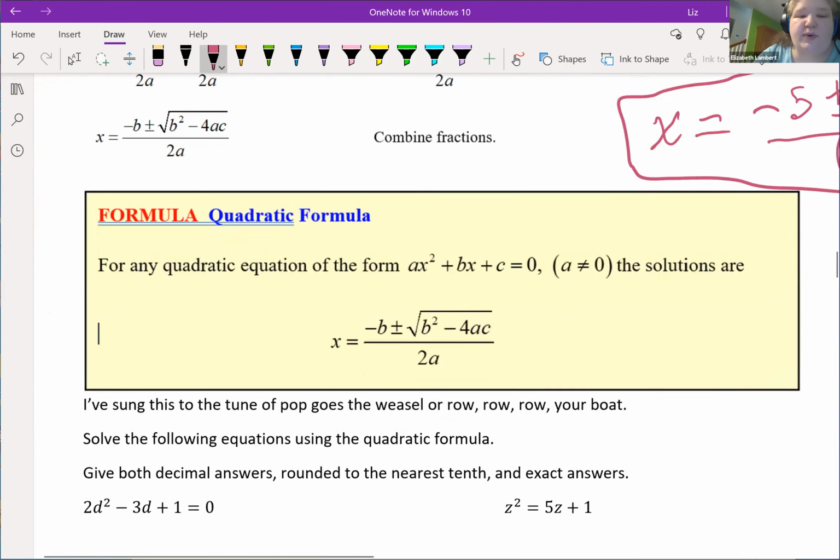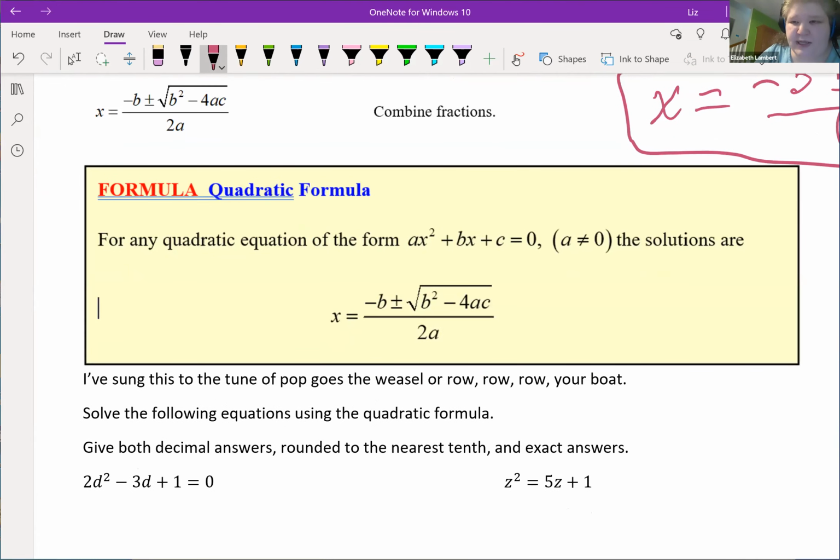So down here, we have our pretty formula. And I've sung this two ways. One is the Pop Goes the Weasel tune. The other is the Row, Row, Row Your Boat tune. So for Pop Goes the Weasel, x equals negative b plus or minus the root of b squared minus 4ac all over 2a.